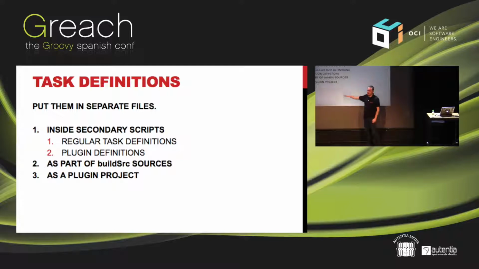is use buildSrc, which I believe might go away in Gradle 4, I think, or Gradle 5. I think that's the idea, to get rid of this thing. So use it or lose it while you can. Or the best possible solution is that if you need this behavior to be reusable across different projects, then create a plugin. Create a plugin project. And it's as easy as that.